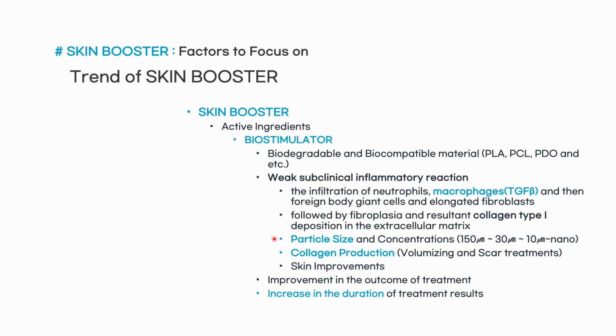Large-sized PLA, such as Scultra, cannot be phagocytized by macrophages and must be surrounded to form foreign body giant cells. So it takes time to induce collagen synthesis. Whereas small-sized PLLA can be eaten by phagocytes, which secrete cytokines such as TGF-beta and induce immediate collagen synthesis from fibroblasts.